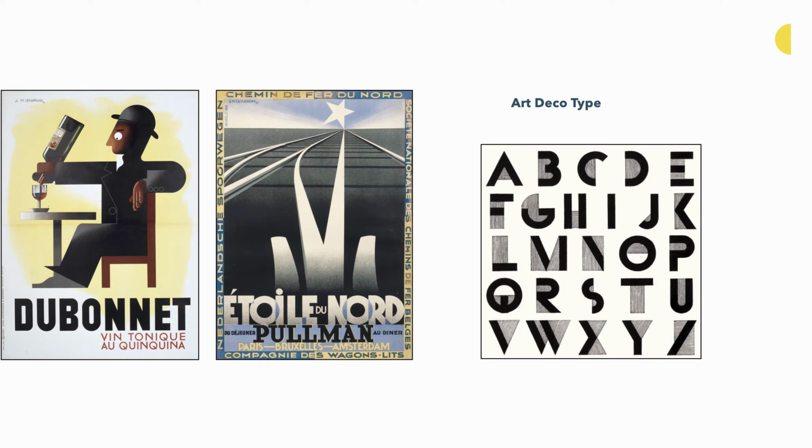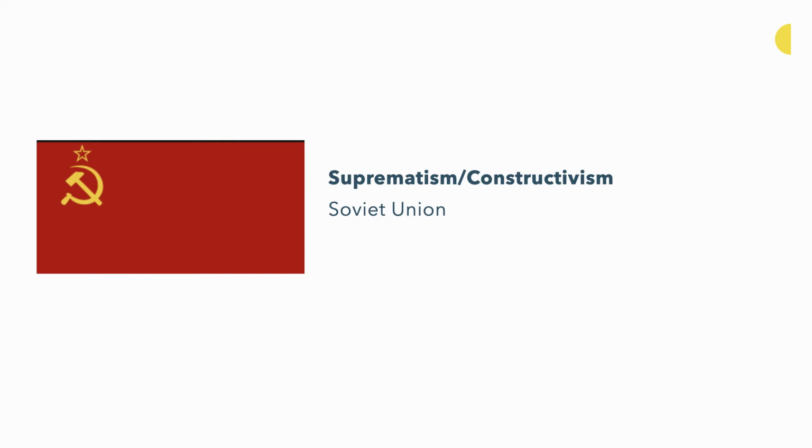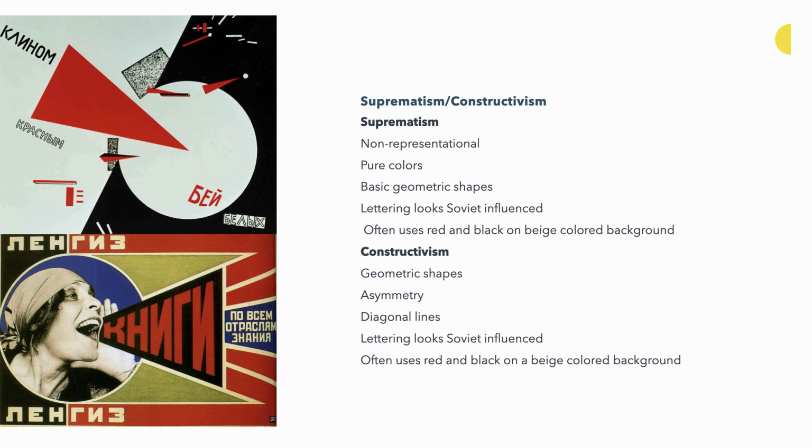Art Deco type may often be found on a poster, or we can see individual fonts such as Bifur, created by Cassandra to the right. Now, suprematism constructivism is from the Soviet Union, and this is a huge clue because you might see that Cyrillic alphabet, and it's going to tell you very clearly what style it is.